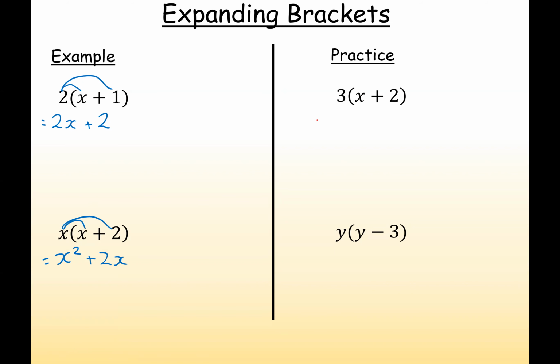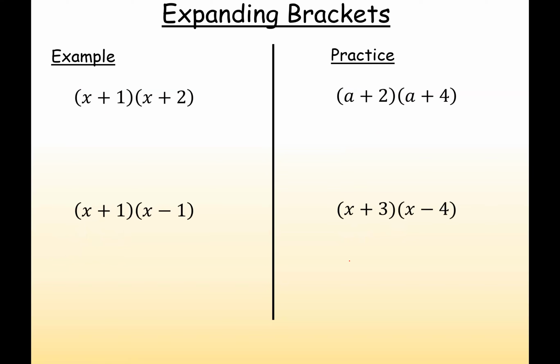Okay, so the answer for the first one is going to be 3x plus 6, not forgetting to put our arrows in showing what we're multiplying. And for the second one, we're going to do y times y is y squared. y times -3 is -3y. So make sure you mark those.